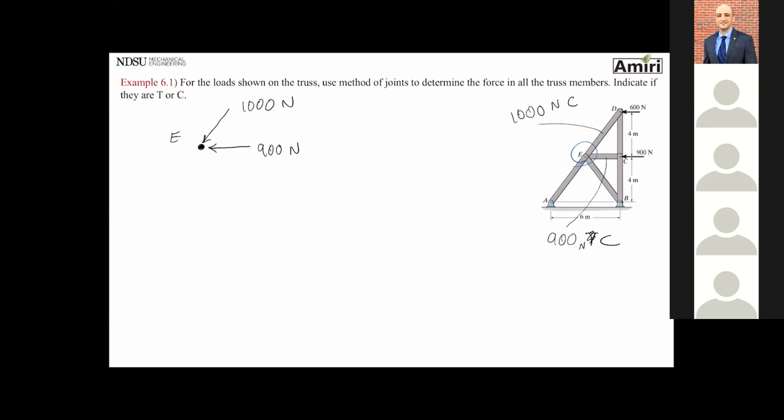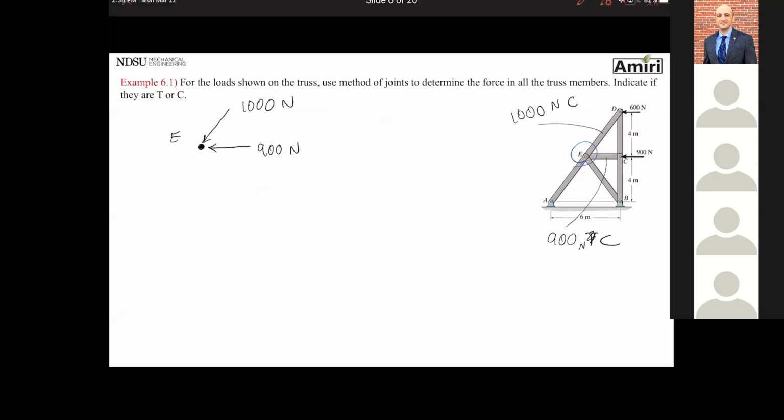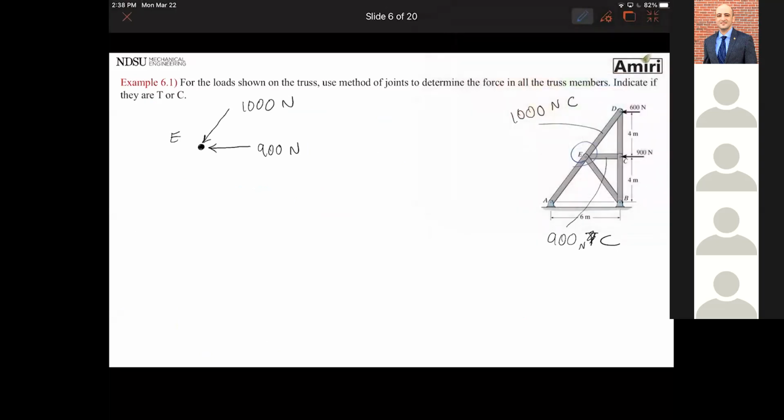Okay. Now I get to my unknown forces, and I told you, draw unknowns in tension. I have FEA going this way, and I have FBE going this way. This little guy here is 3, 4, 5.